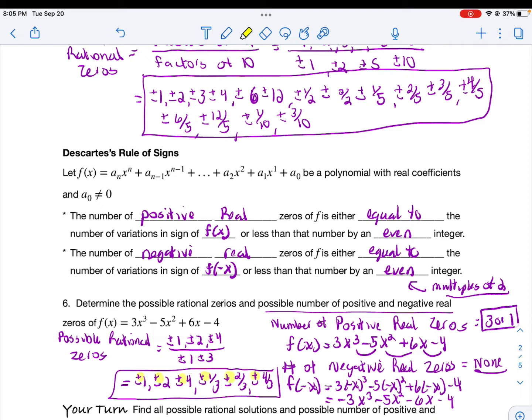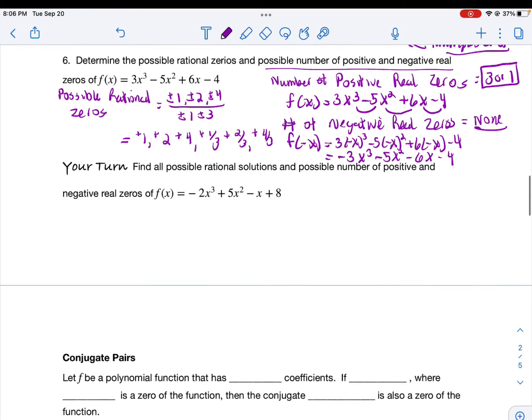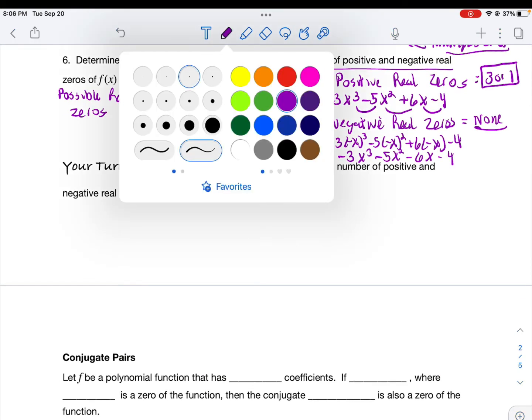So I've now eliminated half of those possible. So I only have to check my positive 1, positive 2, positive 4, 1/3, 2/3, and 4/3. And I'm guaranteed one of those will work, but maybe 3 of them will. So that has helped me narrow it down quite a bit. All right, you try this one, next one. All right, let's see how you did.